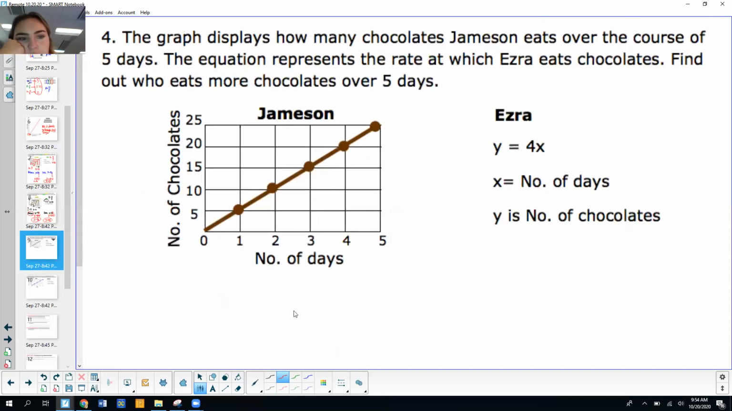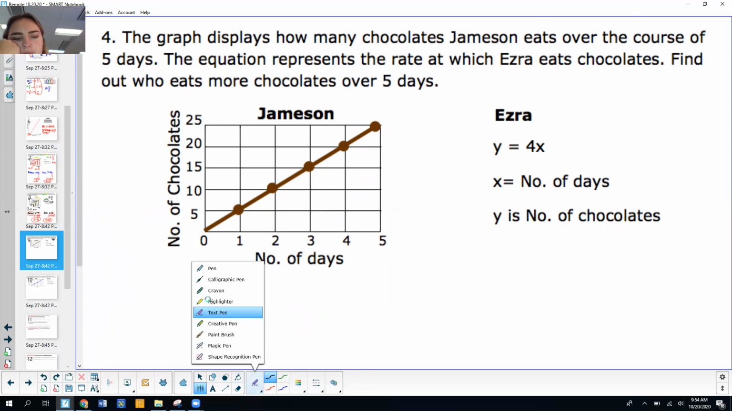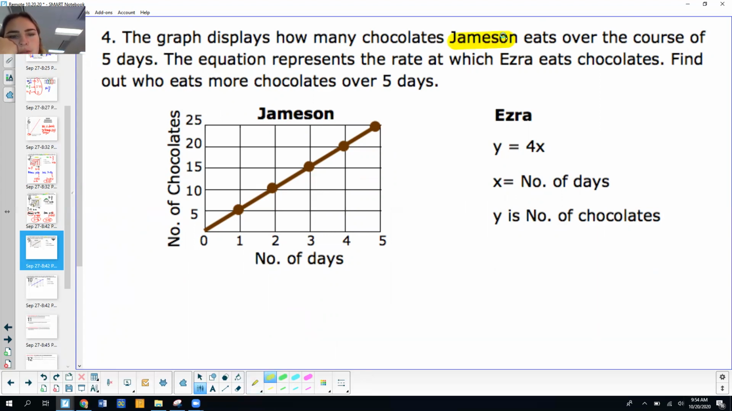All right. The graph displays how many chocolates Jameson eats over the course of 5 days. So we've got a graph, we've got Jameson. Jameson is in our graph, and then Ezra is in our equation. So we're trying to find the rate at which the two boys eat chocolate. Find out who eats more chocolates over 5 days.